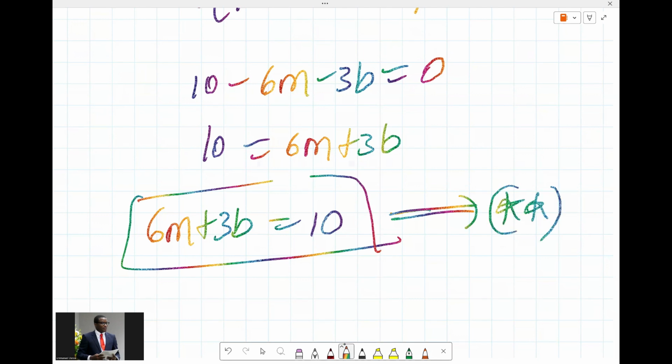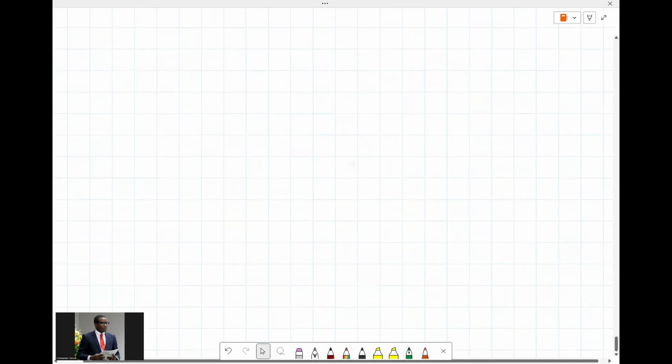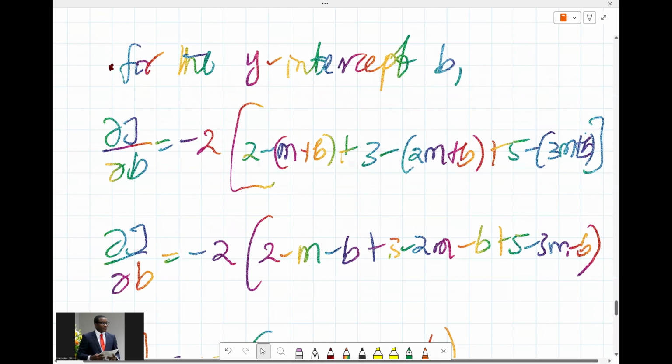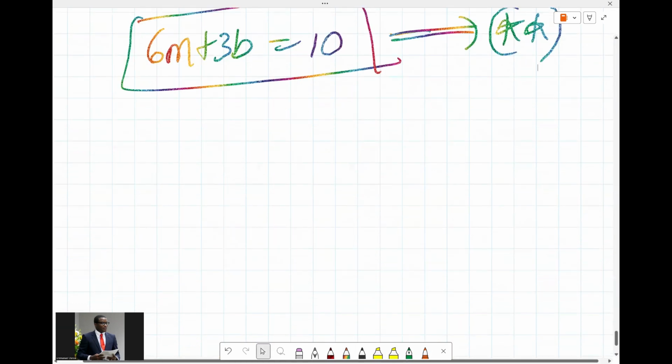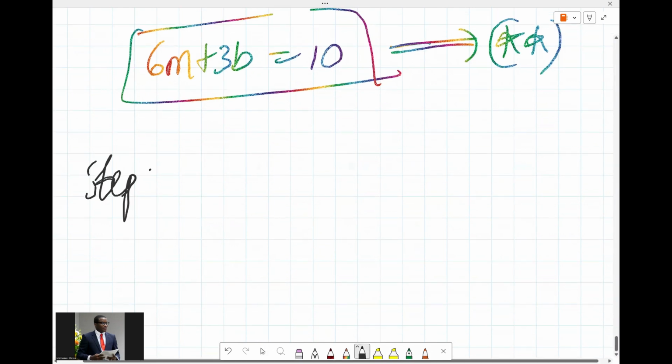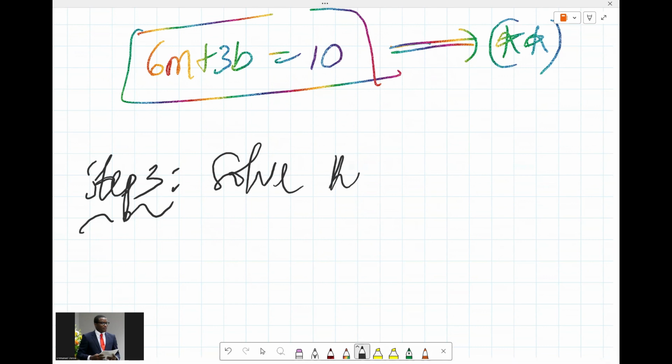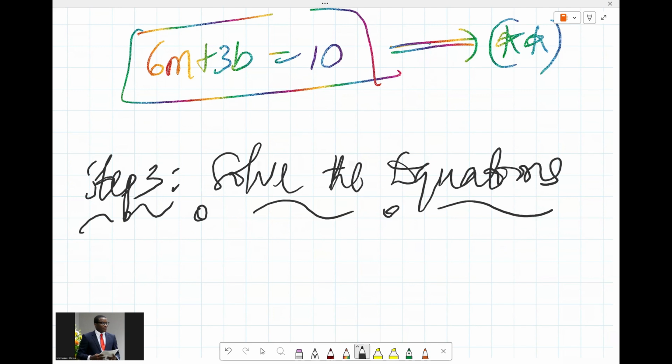Okay, so we have the two equations we need to solve now. That takes us to the next step where we solve the equations. That's step 3, I believe. Step 3: solve the equations. A little trouble with perfectionism here. Solve the equations, right?